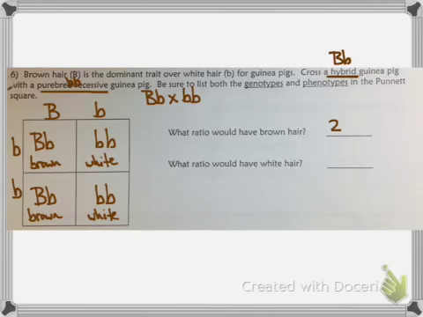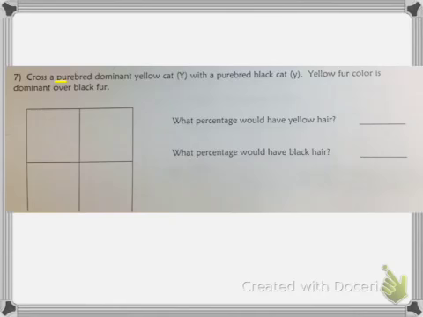And so then answering the questions, what ratio of guinea pigs would have brown hair? And that would be 2 out of 4, and the ratio for the white hair would be also 2 out of 4. Alright, number 7.